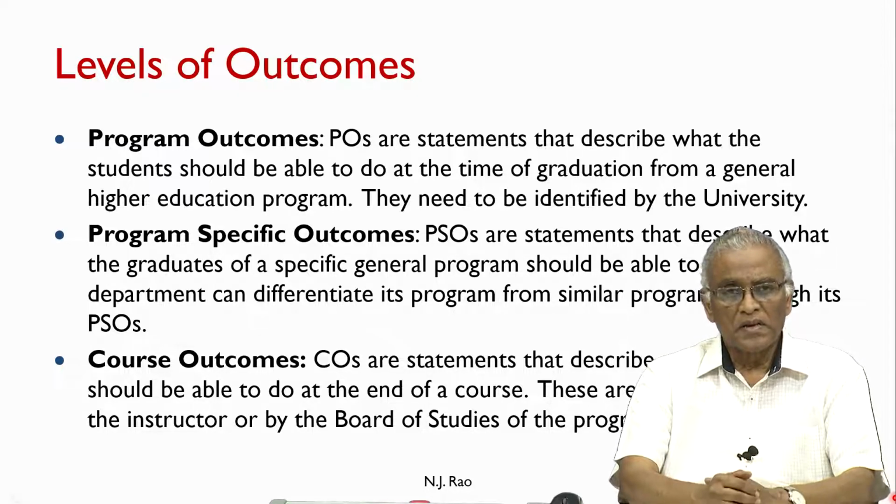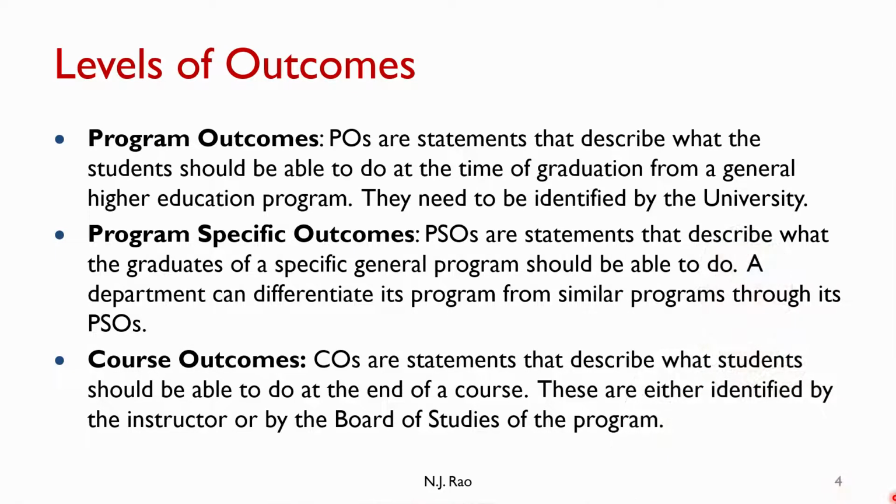Then the third level is the course outcomes. COs are statements that describe what students should be able to do at the end of a course. These are either identified by the instructor in an autonomous institution or by the board of studies of the program in a university. So, either way there is a considerable amount of freedom at the level of a course. So, the course outcomes represent what the student should be able to do at the end of a course.